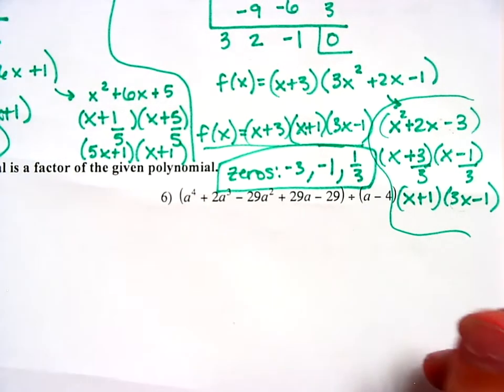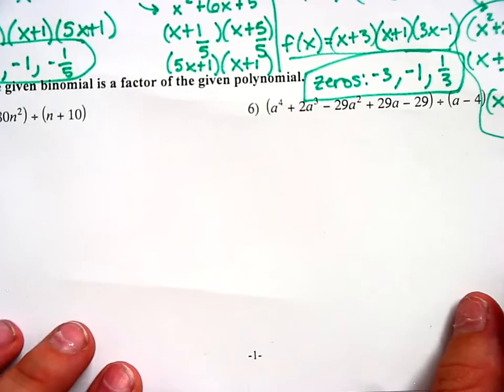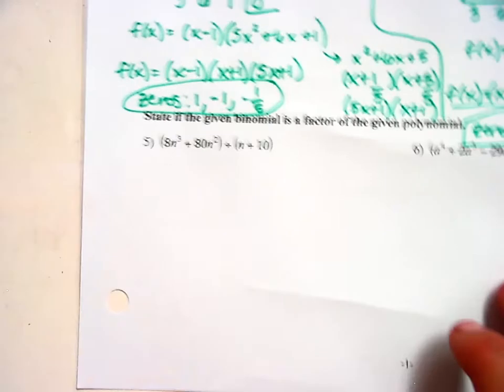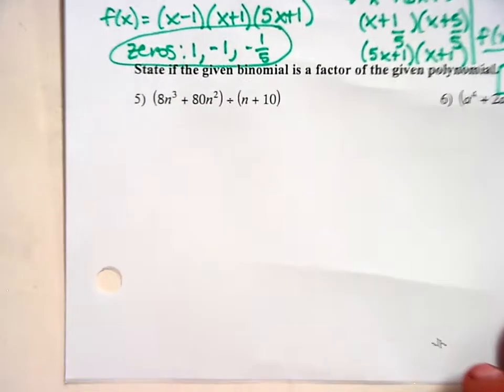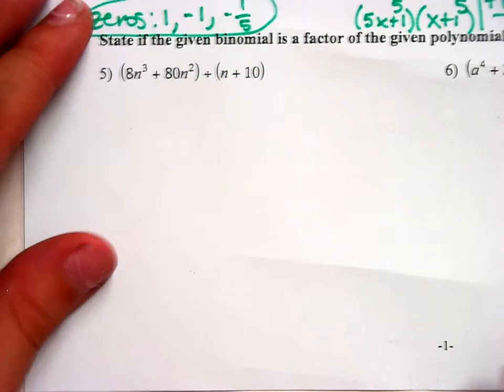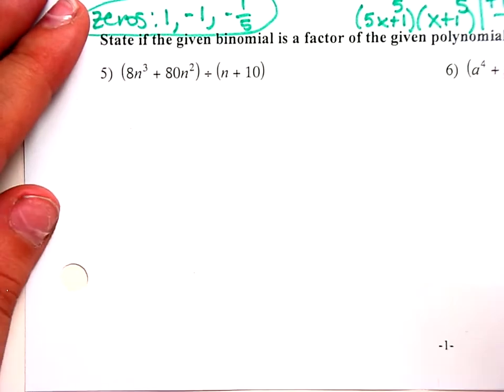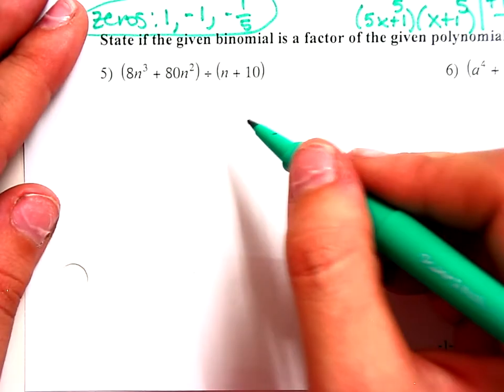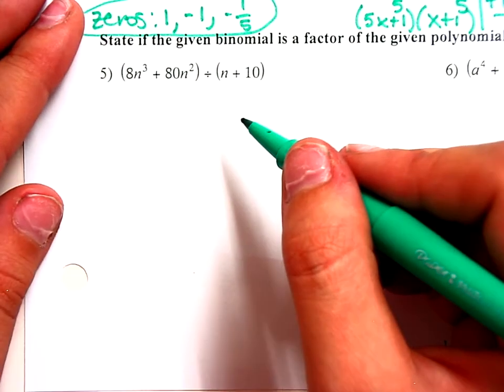Okay. And then last problems for 7.1, we're going to see if these are factors of the given polynomial. So what we're going to do is divide. You can use synthetic or long division, and if you get a remainder of 0, then your answer is yes, it is a factor. For the first one, I'll do synthetic, and for the second I'll do long division.